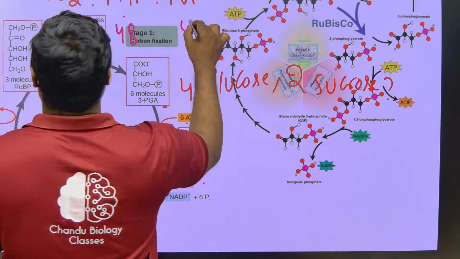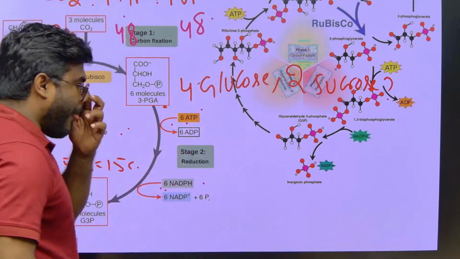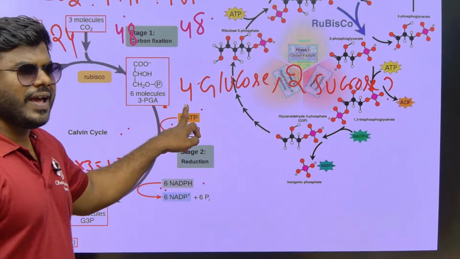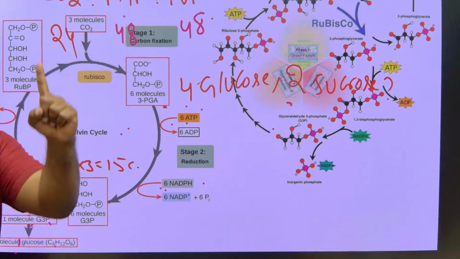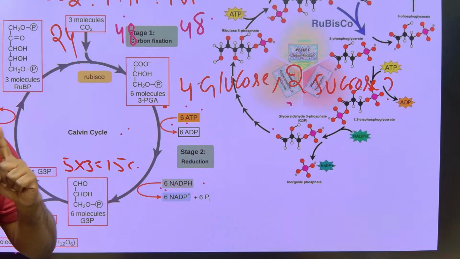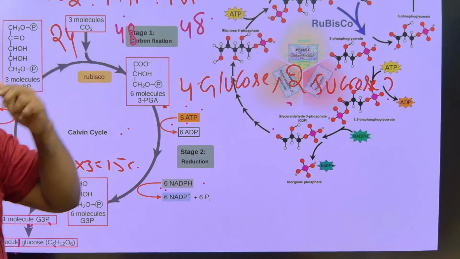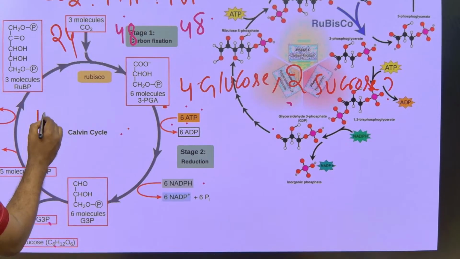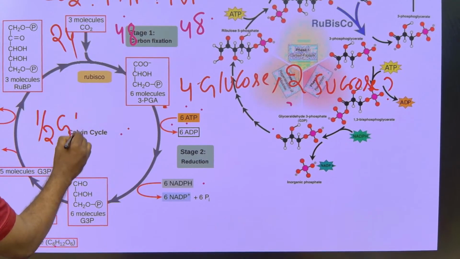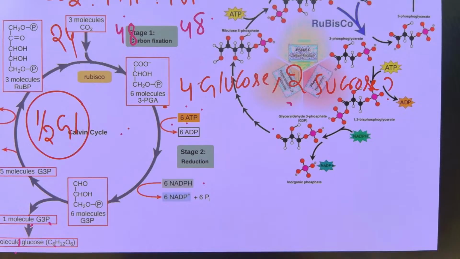48. Okay. Now let's look into it. See, when they ask for multiple numbers, it is always ideal to calculate for one glucose. Then you can calculate for multiple. Now tell me, for a half glucose, how many ATP are required? For half glucose the cycle has to be done how many times? 3 times. Correct? How many ATP required for half glucose?